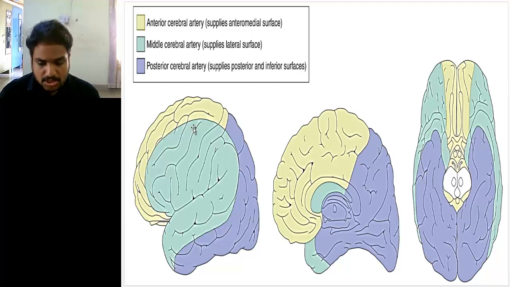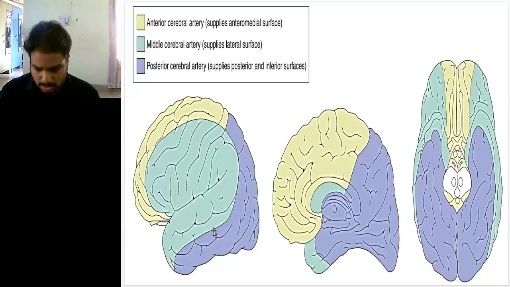So these border zone regions in the brain have a reduced blood supply compared to the other regions. And so the strokes that occur in these areas are called watershed strokes, in the border zone areas. Now in the watershed strokes, the ischemia is localized to these border zones, right?